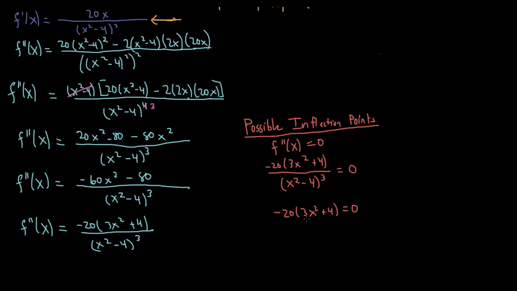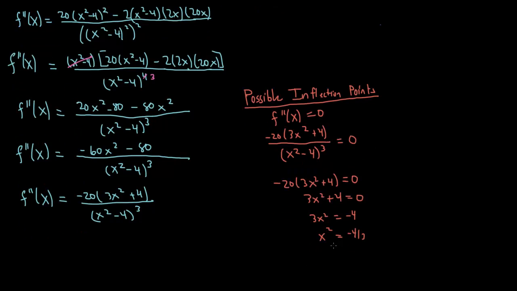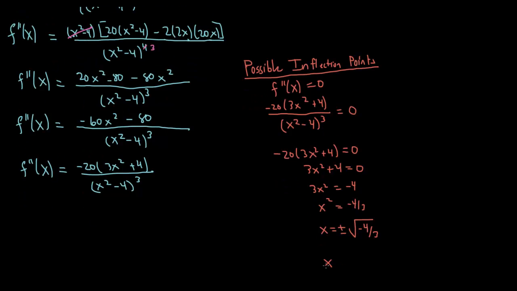Divide both sides by negative 20. We get 3x squared plus 4 equals 0. If you're just blindly solving this, you won't notice it, but at this point we've hit a roadblock. If we continue solving, we'll have 3x squared equals negative 4, x squared equals negative 4/3, and then using the square root property, x equals plus or minus the square root of negative 4/3. But now we have the square root of a negative number, and that's a non-real solution. Specifically, x equals plus or minus 2 over the square root of 3 times i.